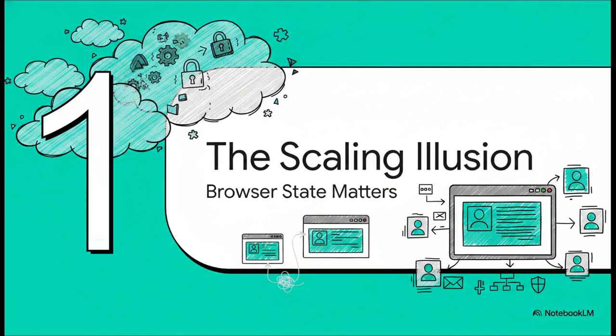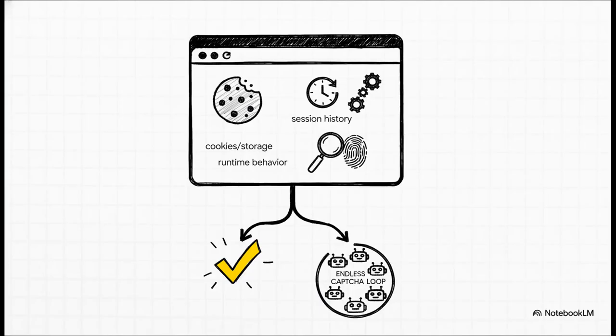Section 1. The scaling illusion. Why browser state matters. So this brings us to a really critical realization. Browser profile isolation absolutely has to evolve from being just this minor setup detail into a full-blown operation strategy. And to understand why, we need to look at what a browser profile actually carries. Remember, it's not just an empty window.